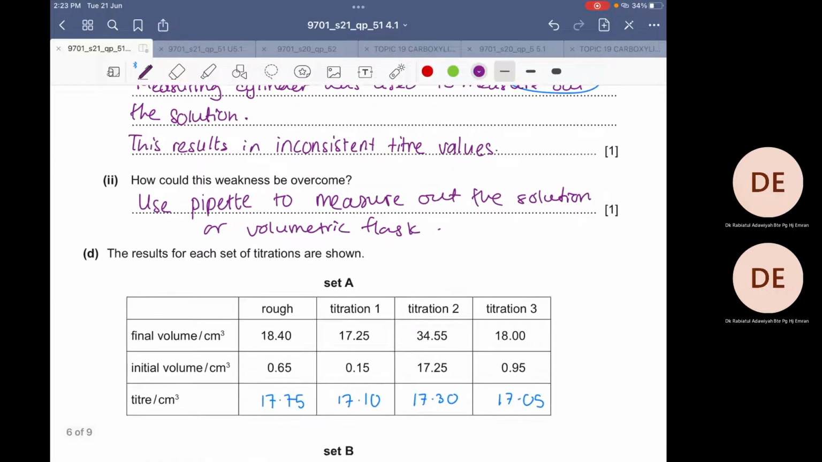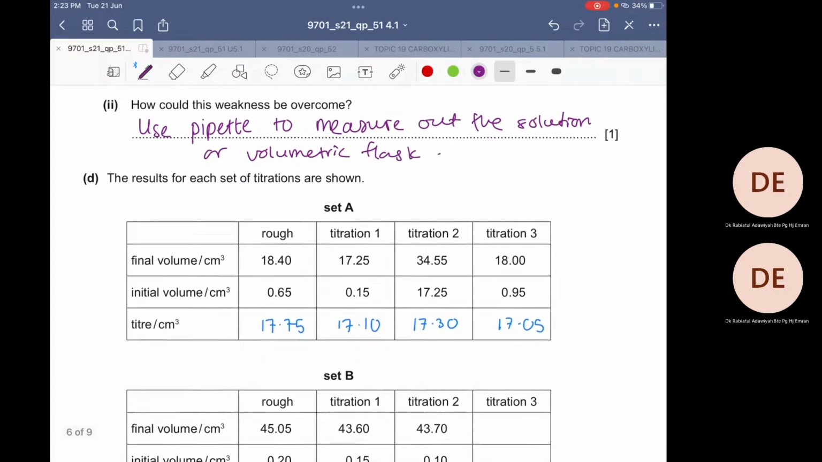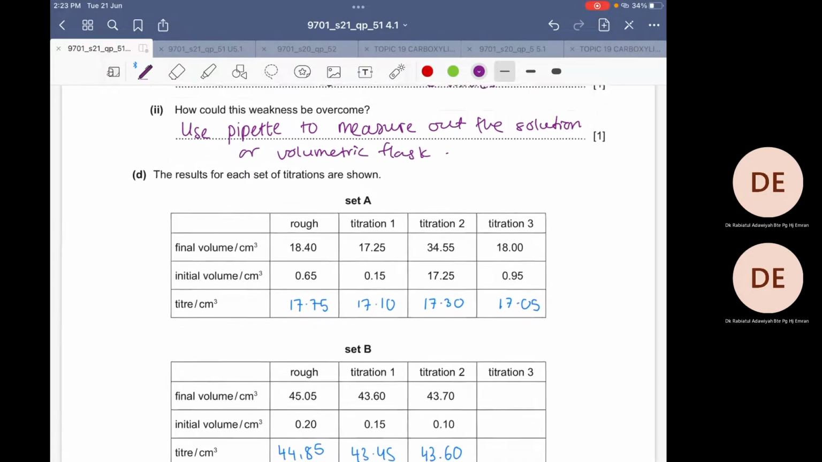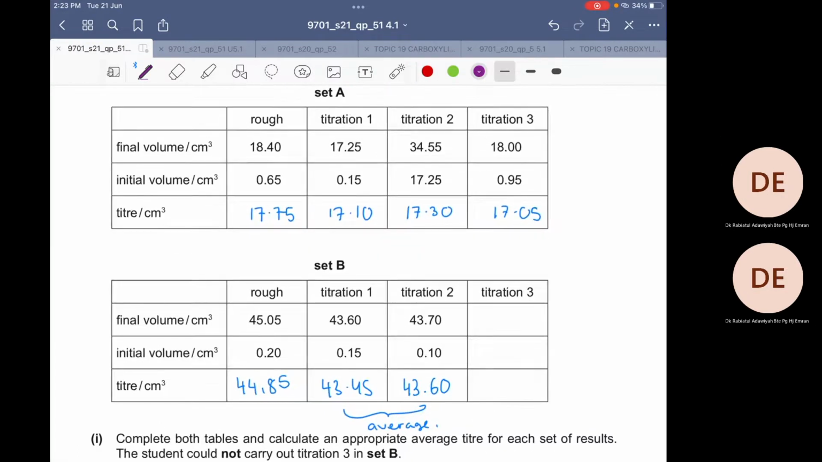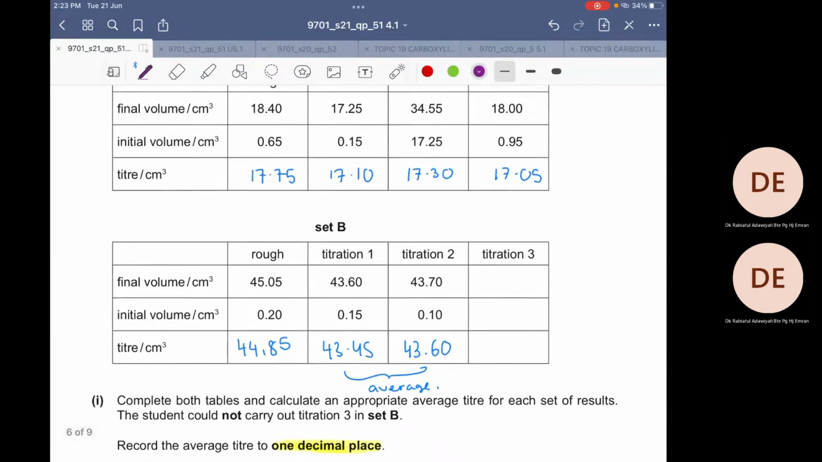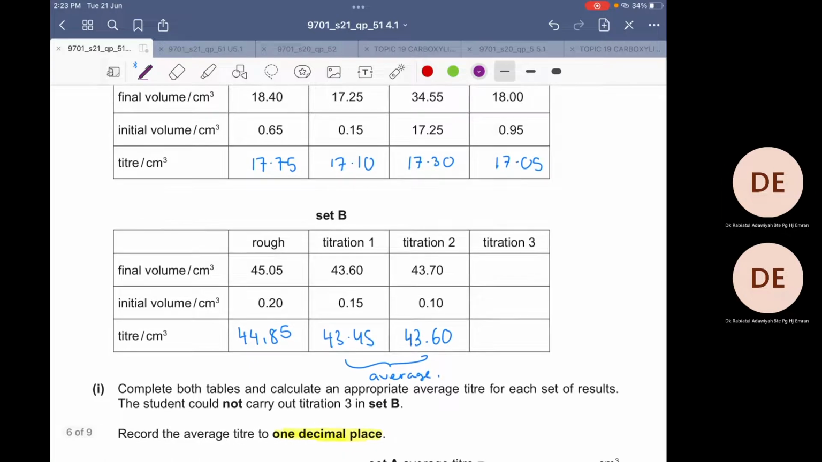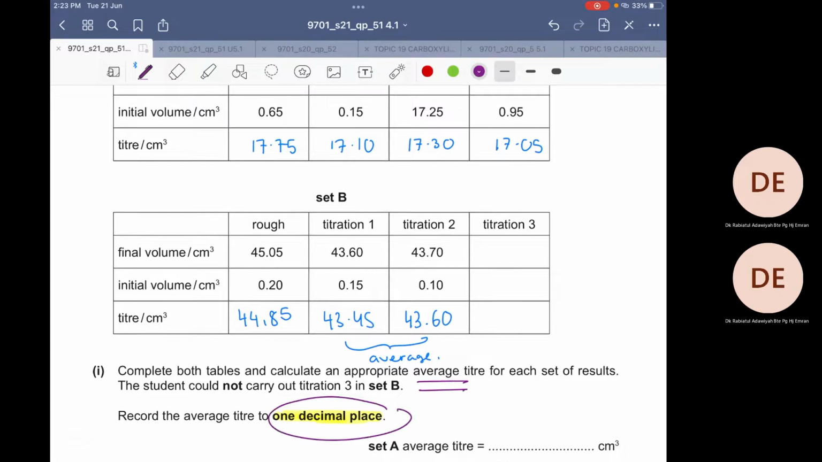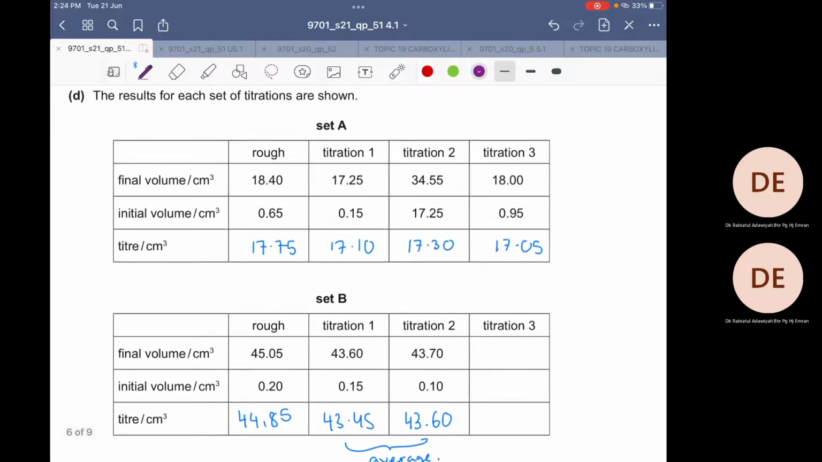Okay, so they have the results, the titer values for set A and set B. I assume that you were able to work out the titer volumes. They say complete both tables and calculate an appropriate average titer for each set of results. The student could not carry out titration 3 in set B. Record the average titer to 1 decimal place. Okay, so let's start with set A first. Rough titers must never be included in your average. I hope you all know that.